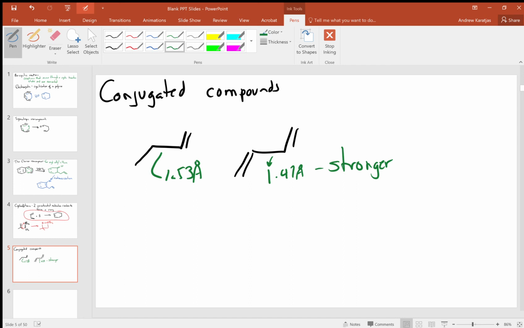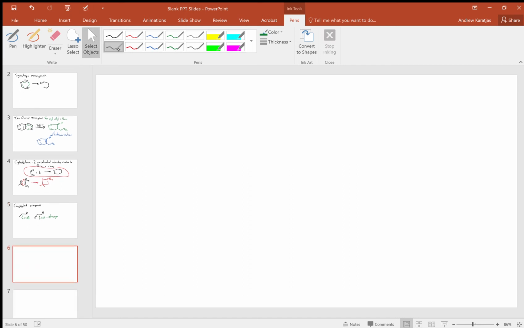We can also see that conjugation gives us stability from looking at heats of hydrogenation. If you recall back to the aromatic chapter, we used these to measure the amount of energy, the amount of stability we got from an aromatic ring. Well, we can do the same thing for conjugation. So the heat of hydrogenation for just a single alkene like this, negative 30.1 kcals per mole.